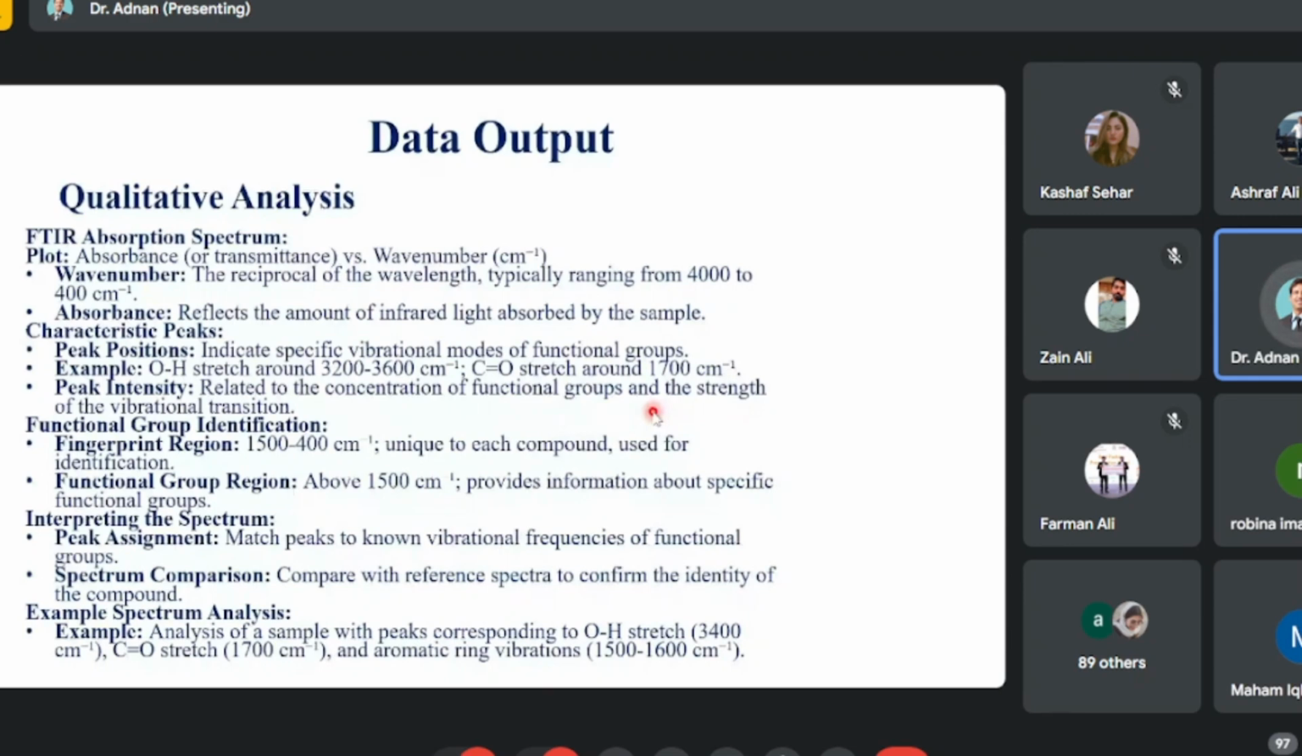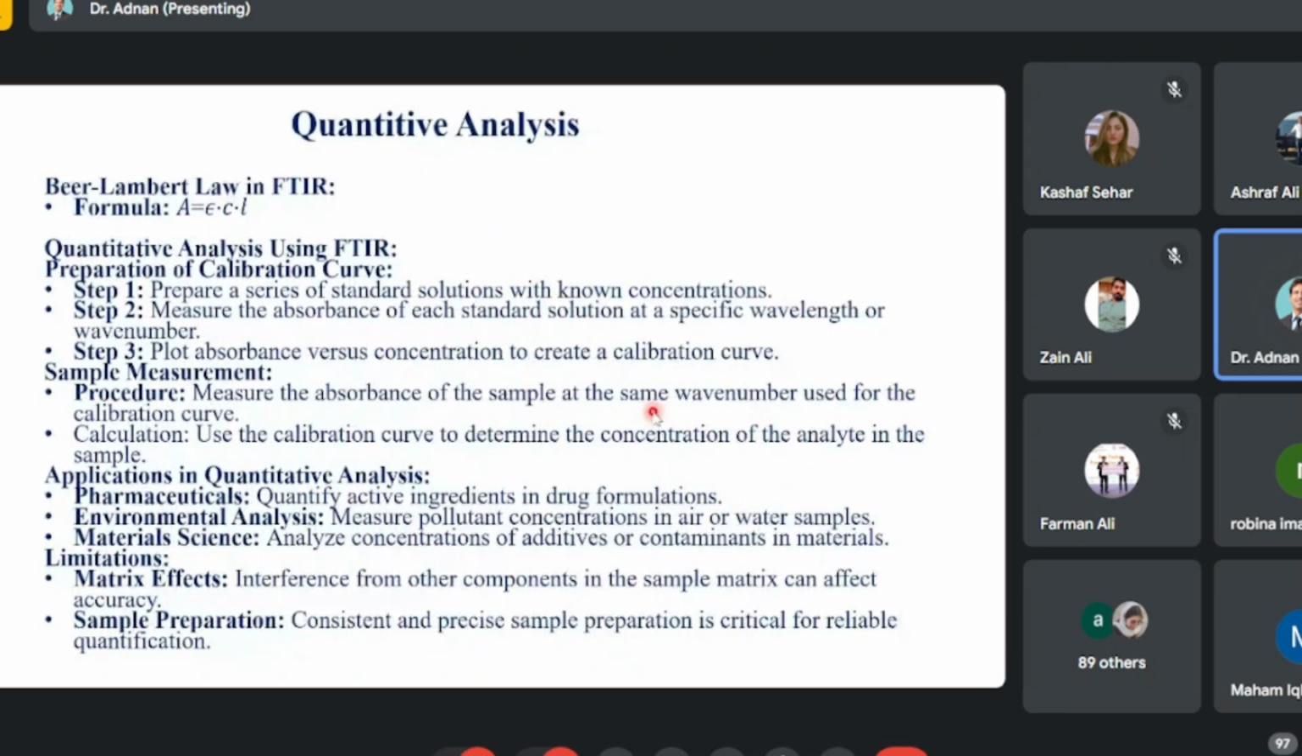You can also use the same data for quantitative analysis, where the Beer-Lambert law is applied. You can also prepare a calibration curve like you prepared in UV-visible spectroscopy, and you can measure the sample using various concentrations, and the intensities will let you know how the concentration of the substance has decreased.